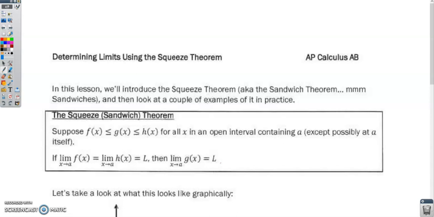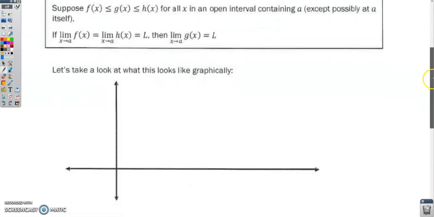Suppose that f of x is less than or equal to g of x is less than or equal to h of x for all x in an open interval containing a, except possibly at a itself. If the limit as x approaches a of f of x is equal to the limit as x approaches a of h of x is equal to L, then the limit as x approaches a of g of x is equal to L. And let's take a look at what this looks like graphically.